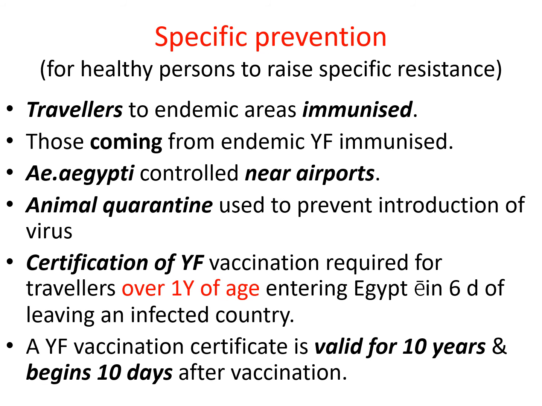Specific prevention for healthy persons to raise specific resistance. Travelers to endemic areas are immunized. Those coming from endemic yellow fever areas are immunized. Aedes aegypti is controlled near airports. Animal quarantine is used to prevent introduction of the virus.